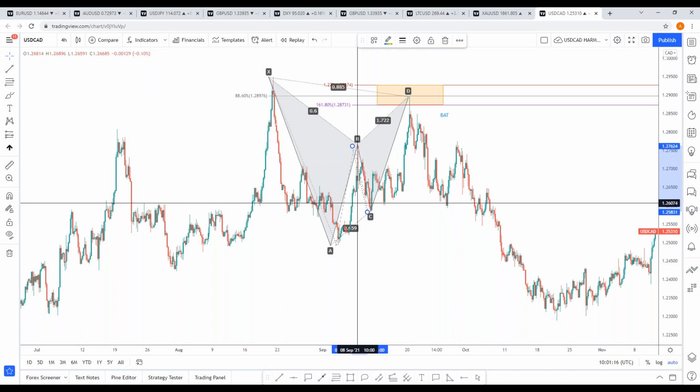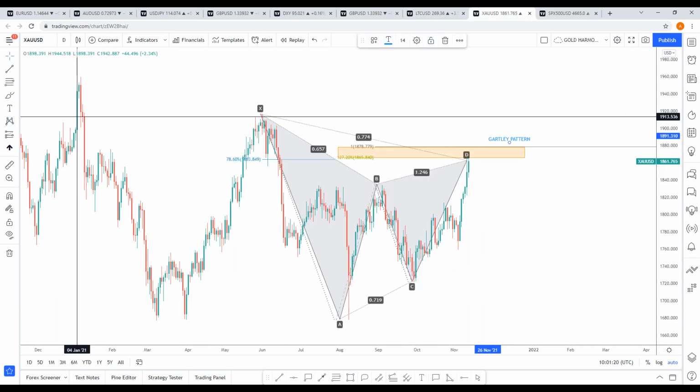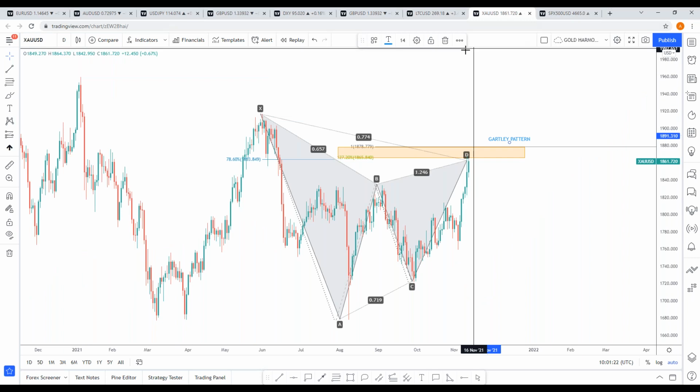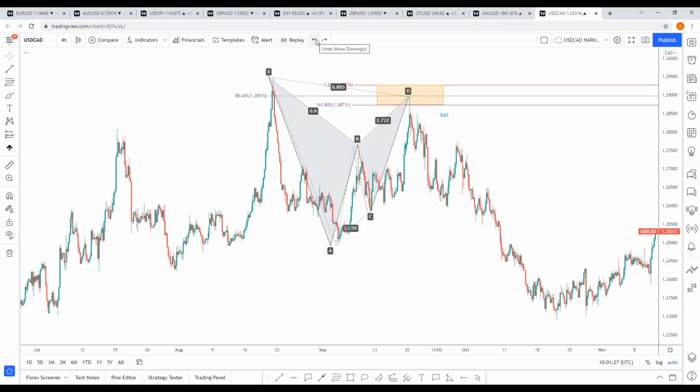Fibonacci B to C extension, which, oops, sorry about that, oh, I've changed the chart. I'm sure, hopefully you can remember that. I'm not sure what happened there. There we go.